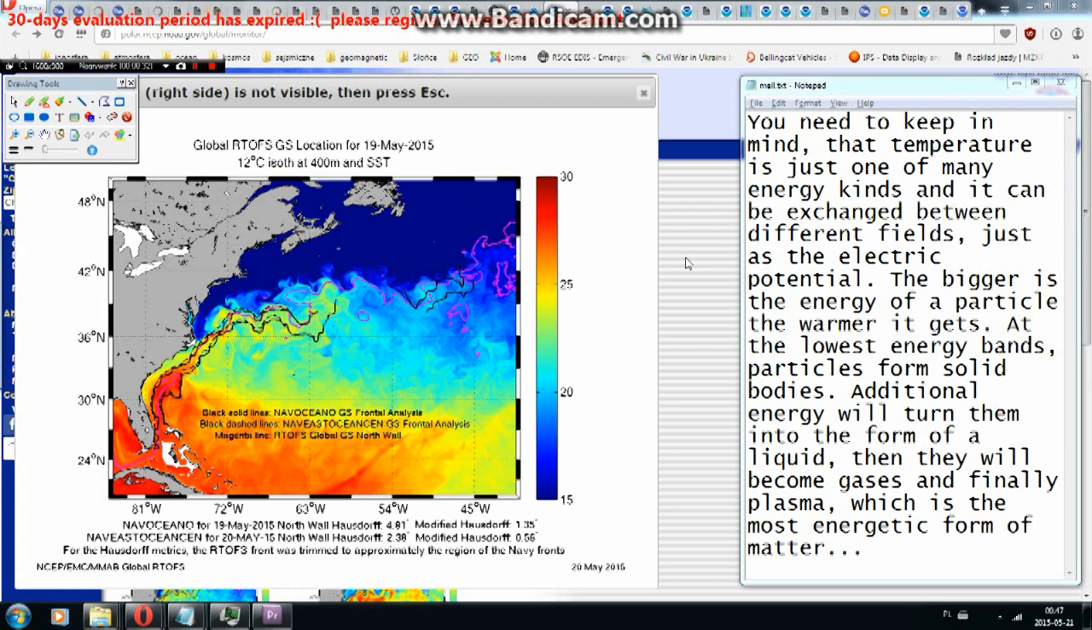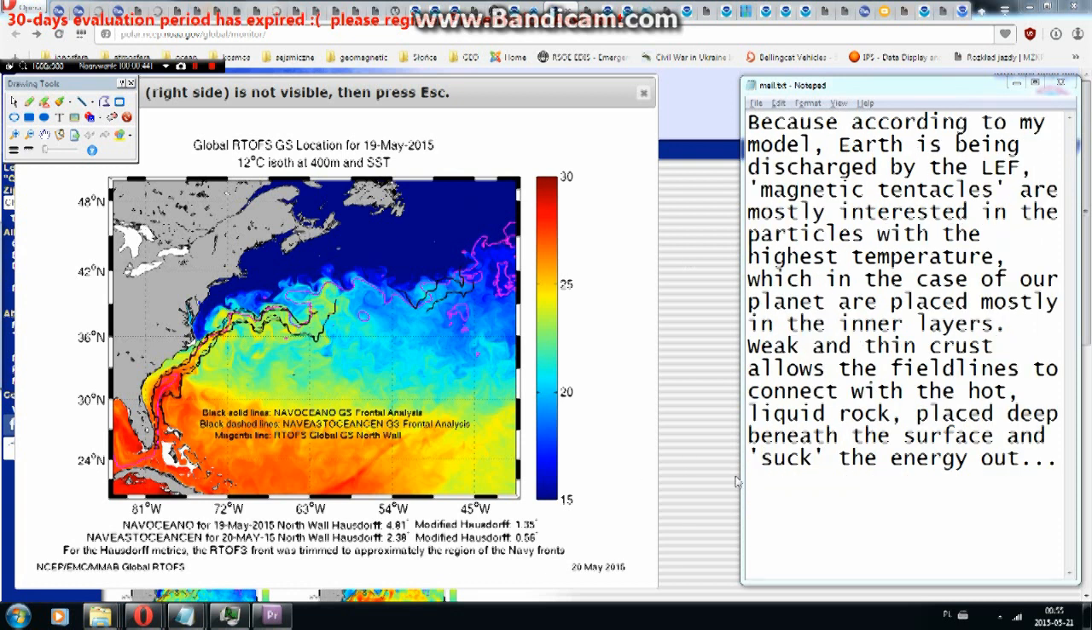Then they will become gases. And finally plasma, which is the most energetic form of matter. Because according to my model, Earth is being discharged by the low energy field, magnetic tentacles are mostly interested in the particles with the highest temperature, which in the case of our planet are placed mostly in the inner layers.